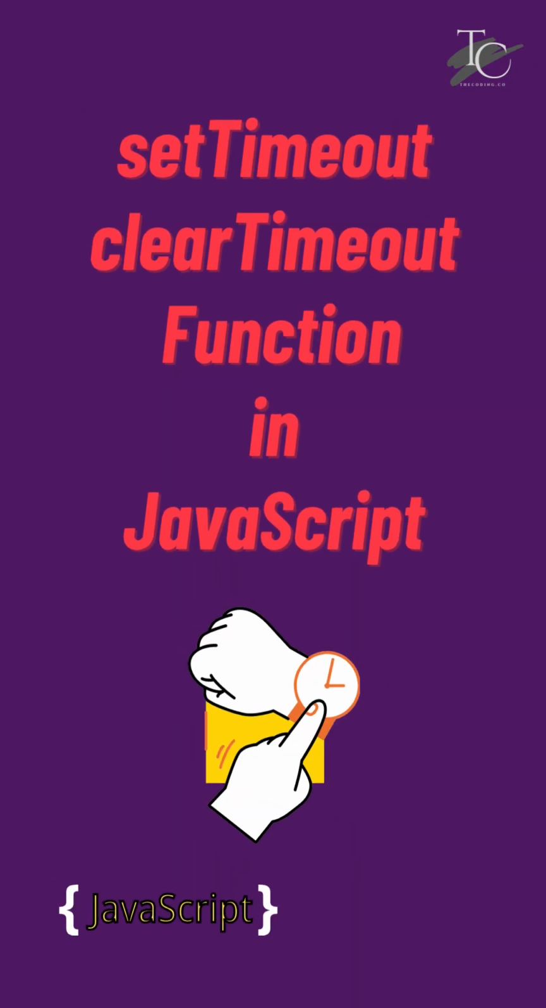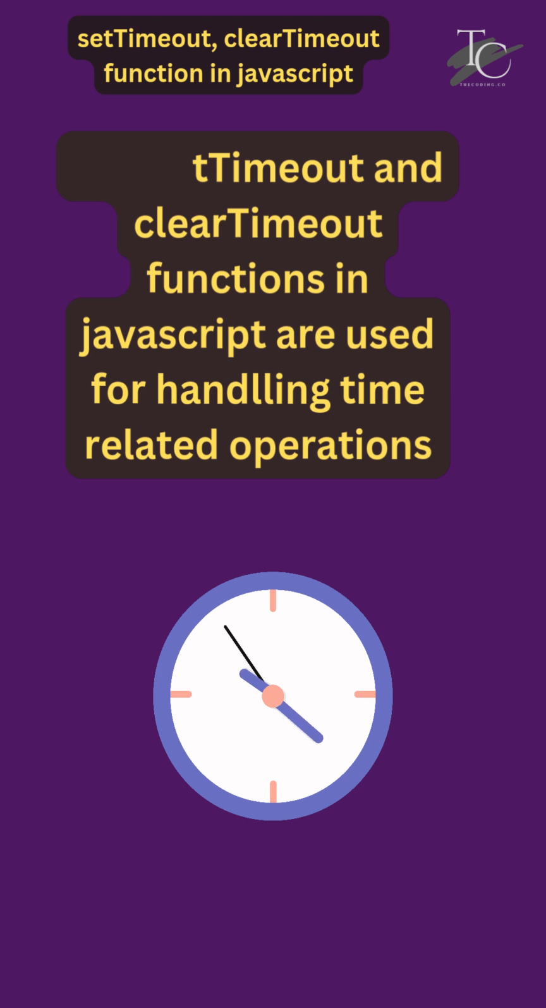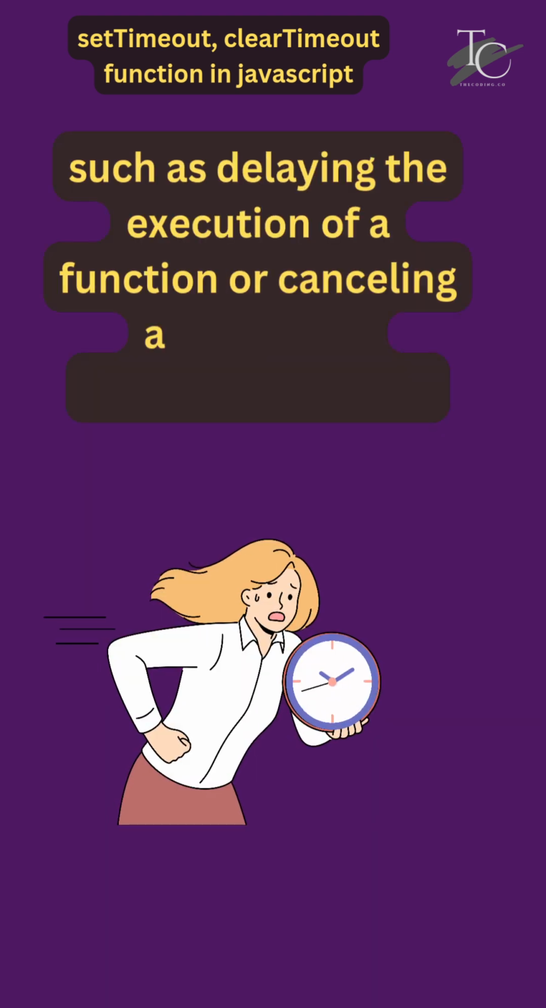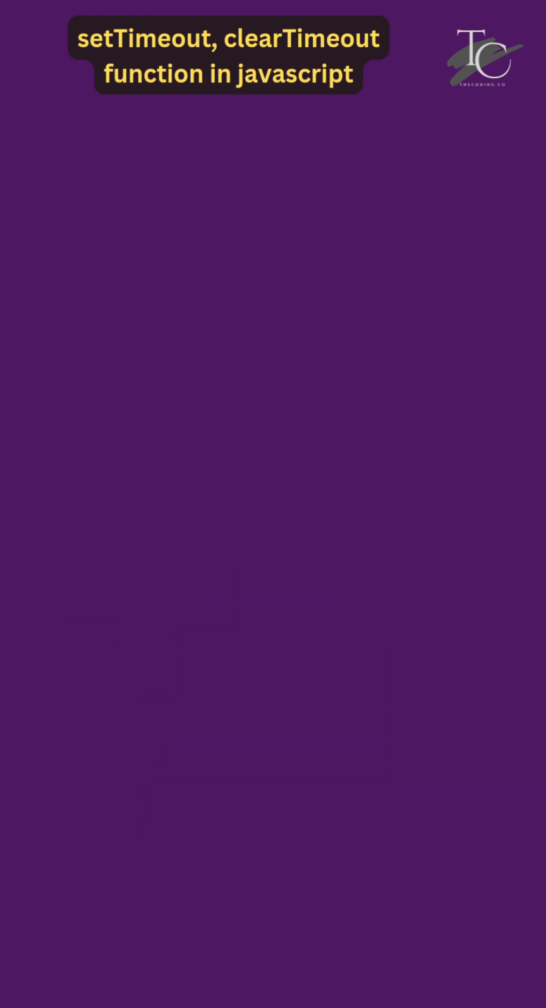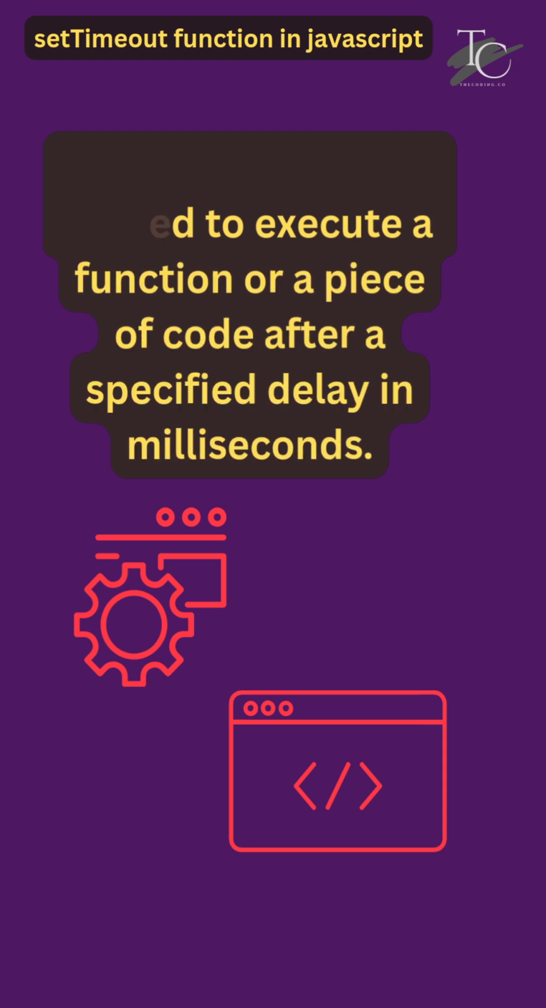setTimeout and clearTimeout function in JavaScript. The setTimeout and clearTimeout functions in JavaScript are used for handling time-related operations, such as delaying the execution of a function or cancelling a previously scheduled timeout. The setTimeout function is used to execute a function or a piece of code after a specified delay in milliseconds.